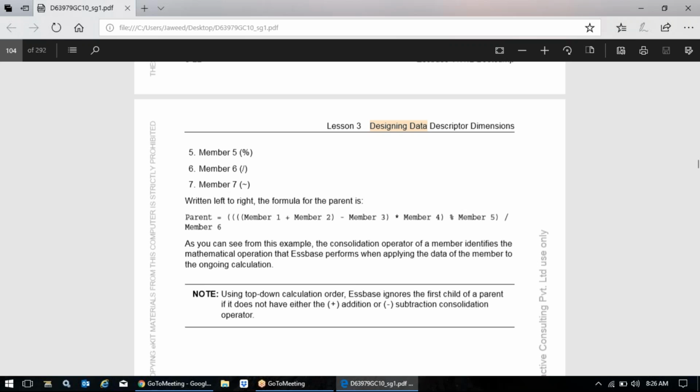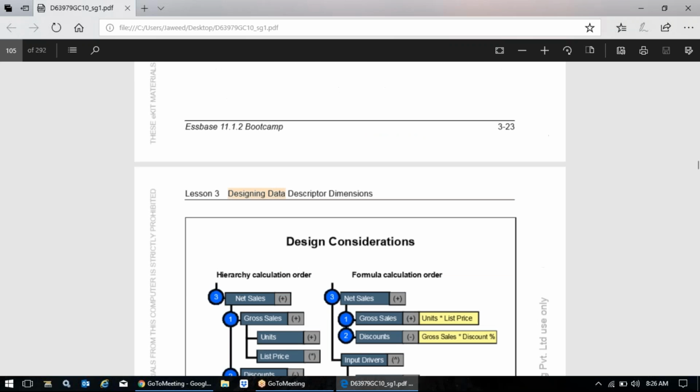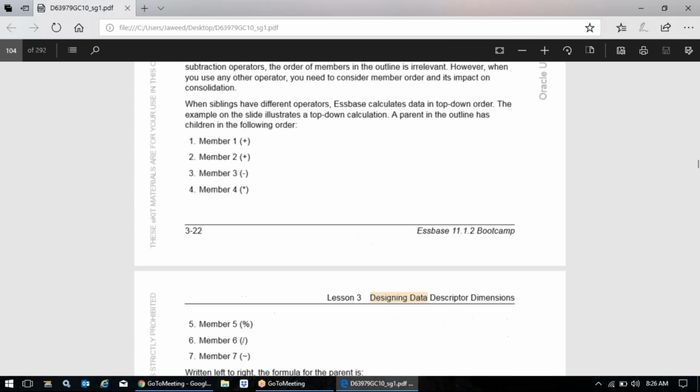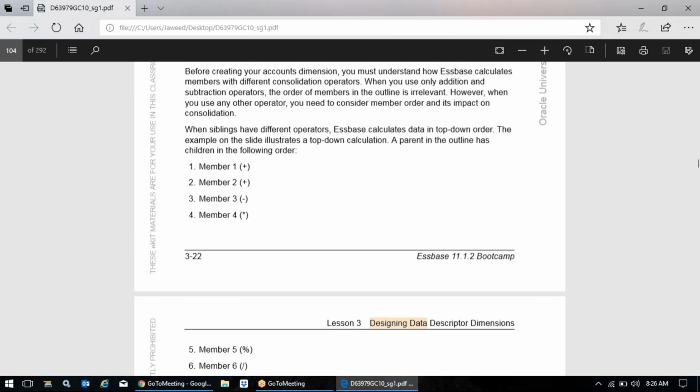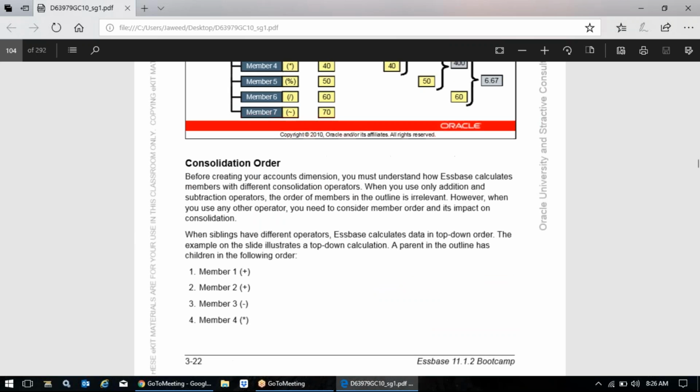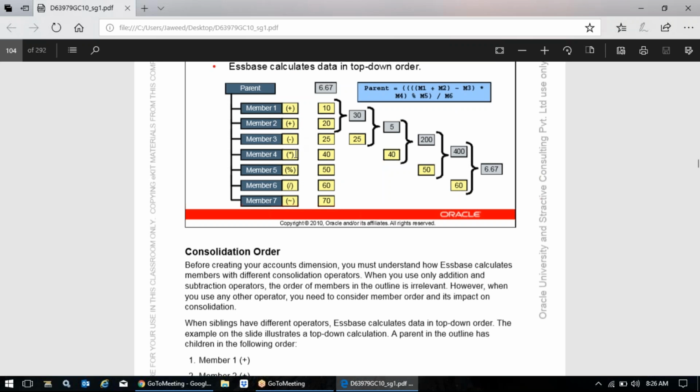Brackets, and then the order is plus, plus, minus, multiplication, percentage, division, and ignore. Okay, how is the consolidation order done? So here it is.